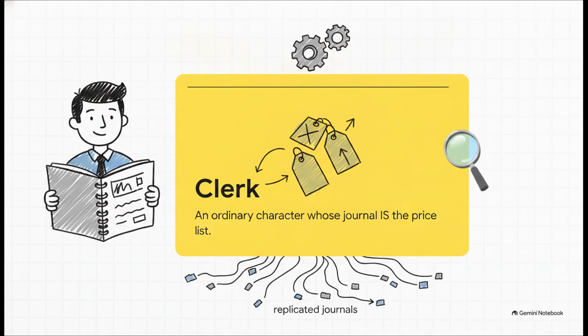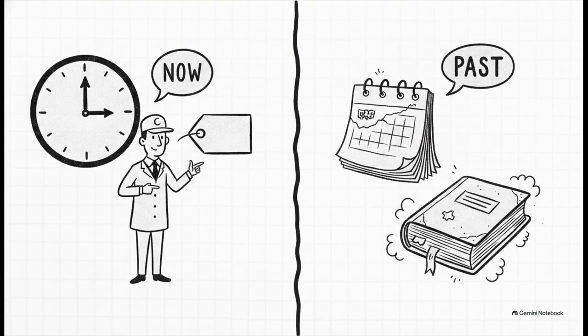Meet the clerk. He is an ordinary character, written like any other. But his journal is the price list. The prices aren't just data he was handed. They are the strict record of the price changes he performed. Now, that doesn't make him the system's single source of truth. The clerk is authoritative about what things cost now. What they cost on some particular day in the past is written somewhere else entirely, in the journal of whoever actually charged it. And that distinction is what this entire case turns on.